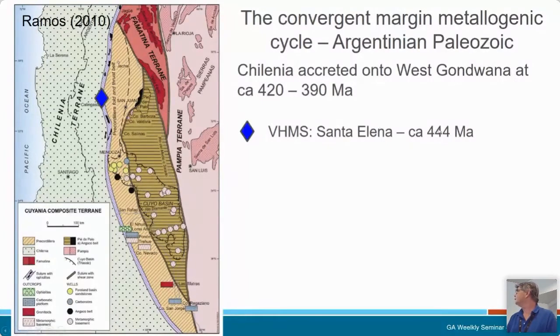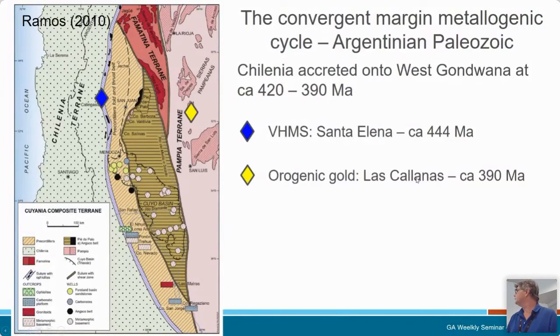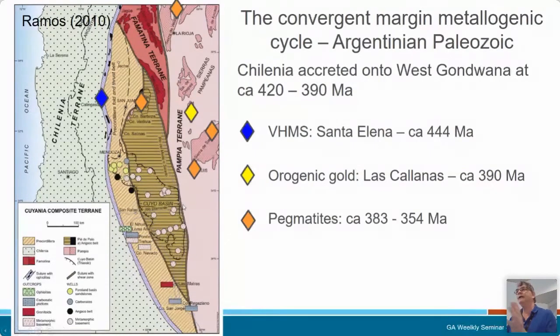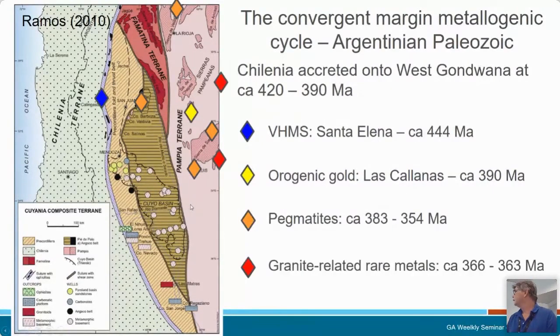and that has an age of around 444 million years. Then we find orogenic gold deposits called the Los Cayanas, and it has an age of about 390, which is very similar to the age of the inferred accretion of Chilenia onto West Gondwana. Then we have pegmatite deposits, and these are moving inboard, and they're also younger. And we have the granite-related rare metal deposits, again, younger and also inboard. So we're actually looking at one convergent margin metallogenic cycle here.